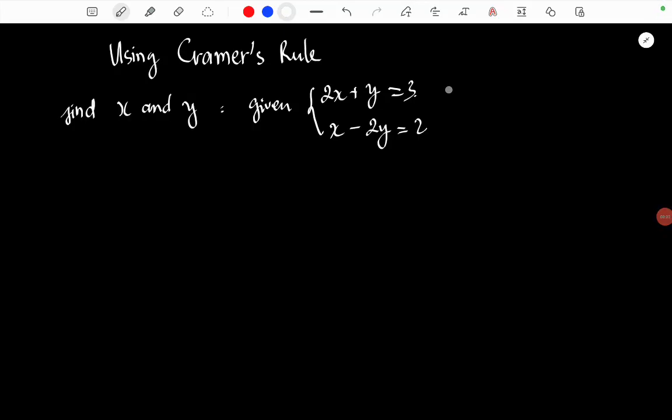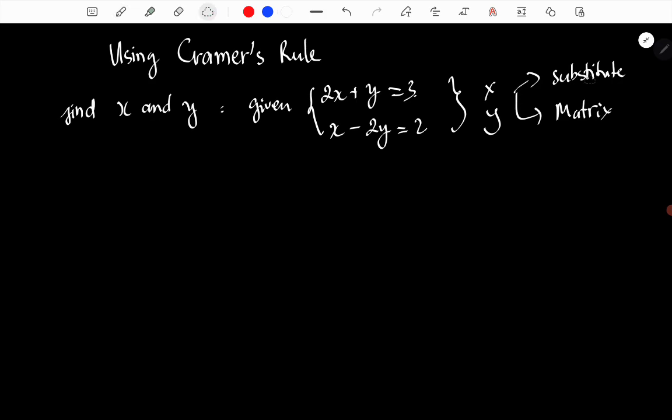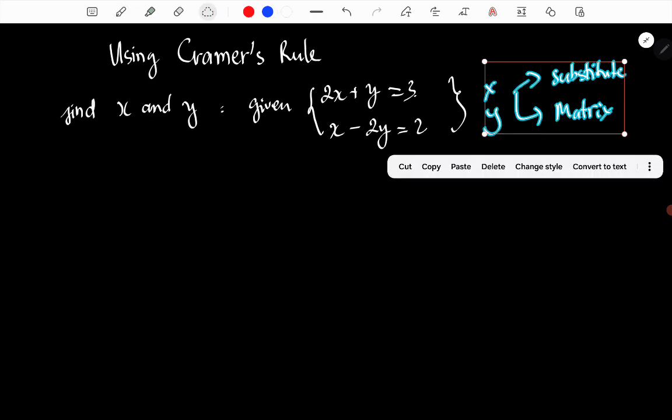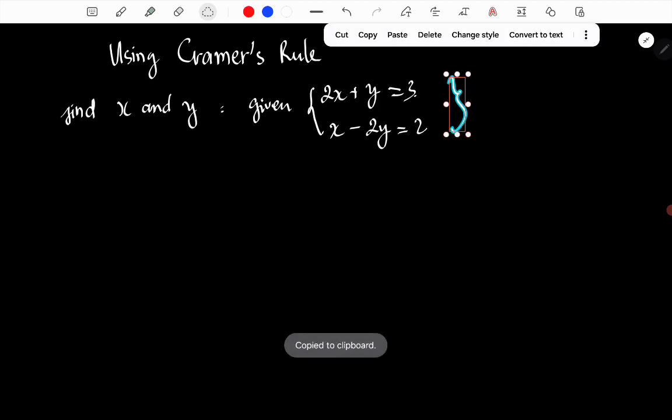Alright, so for these two equations to find x and y, it's quite easy. You can use the substitute method, or you can use matrix to solve this problem. But in this case, I'm going to try to use the method called Cramer's rule.